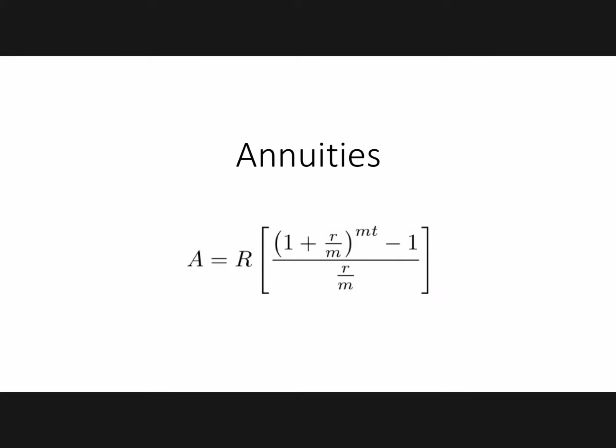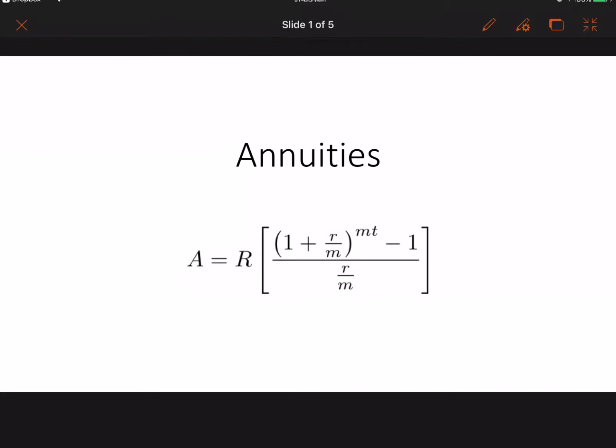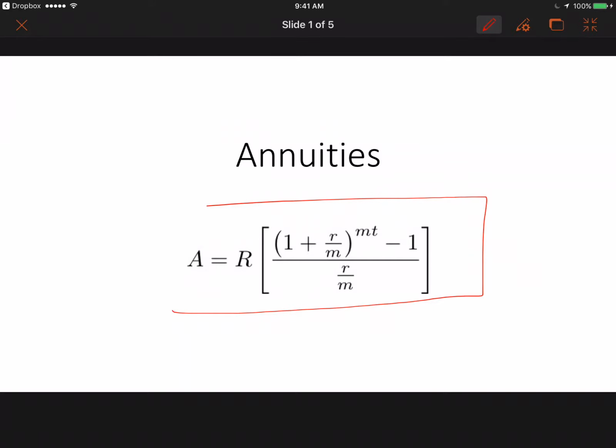In this video, we're going to do some examples of problems with annuities that you might see in your homework. So here's the formula for an annuity. A equals R times the fraction here, 1 plus r over m, all to the mt minus 1, all divided by r over m. Okay, so let's look at the first example.